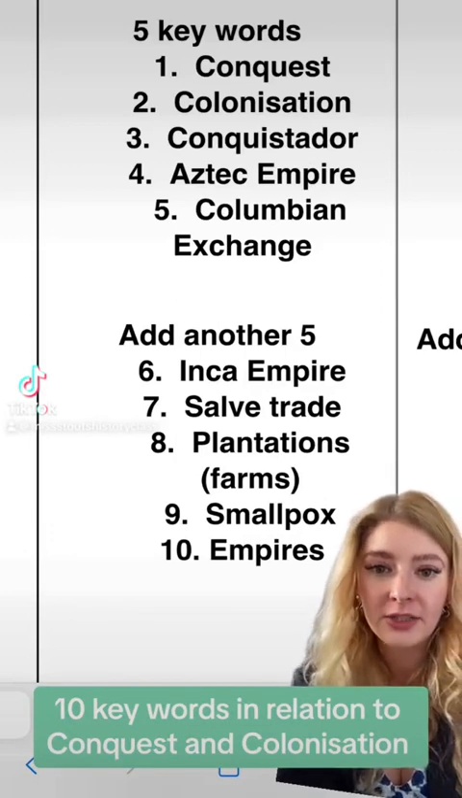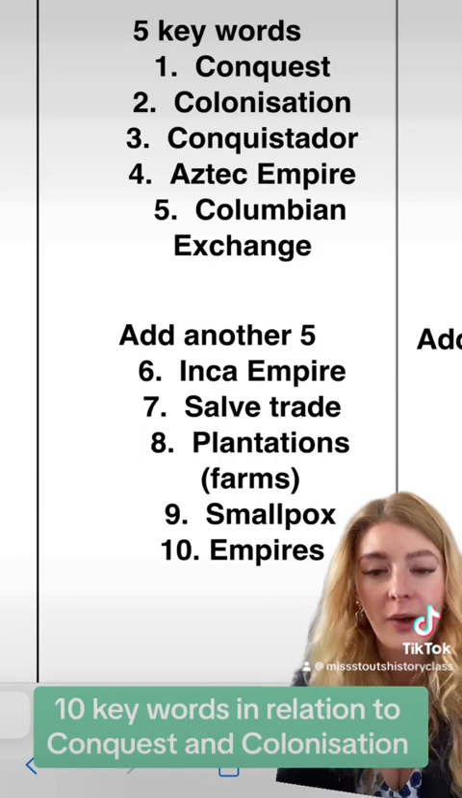Junior Cycle History students, let's run through 10 keywords in relation to conquest and colonisation.